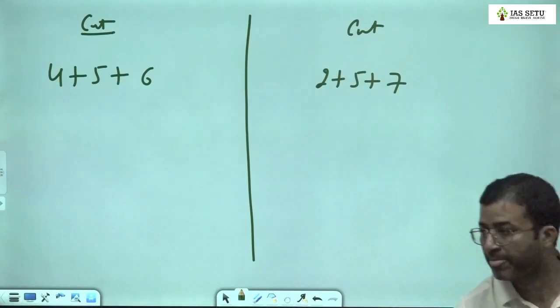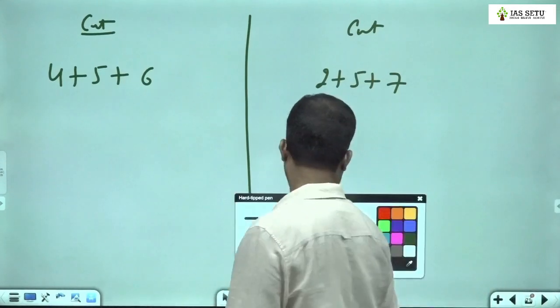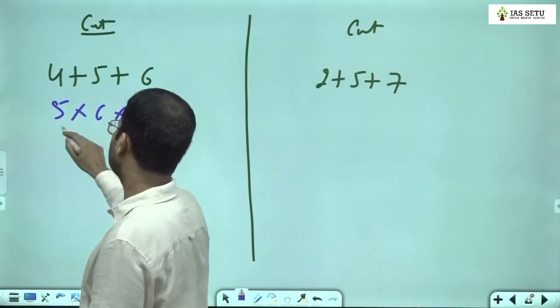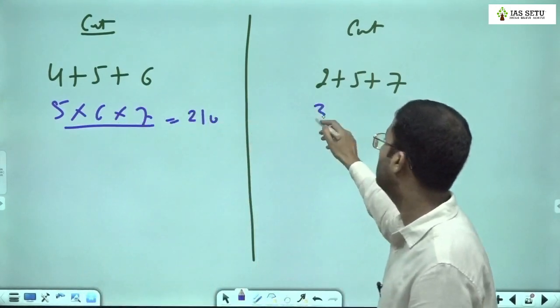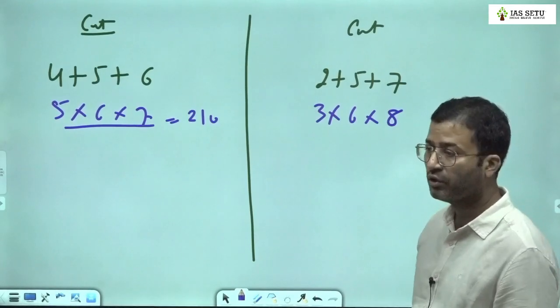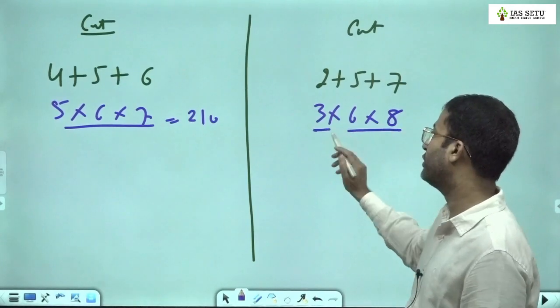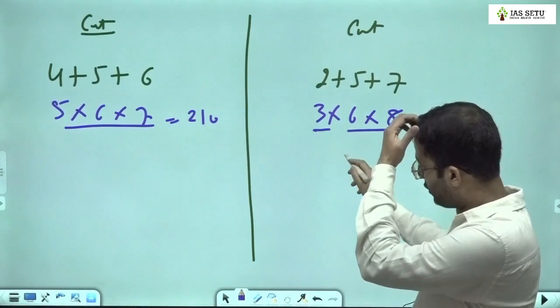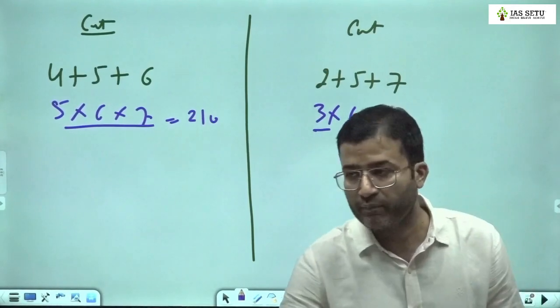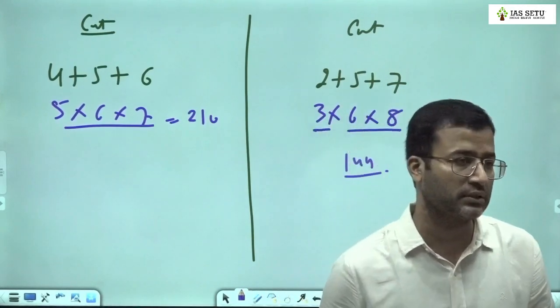Done. What is the answer here? 210. 5 into 6 into 7, 30 into 7, 210. Here 3 into 6 into 8, 144. This is 48 into 3, or 24 into 6, 144. Is this clear? If I give you the number of cuts, can we find the number of pieces?